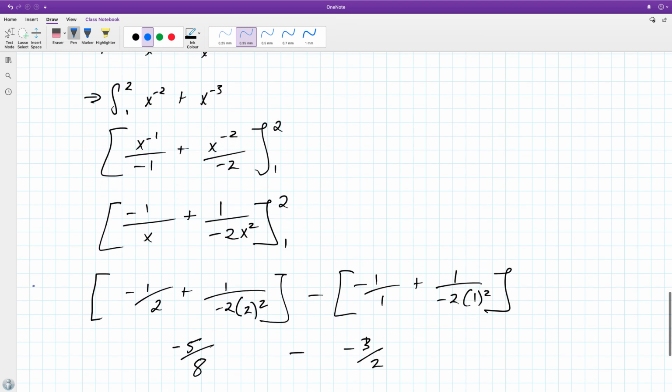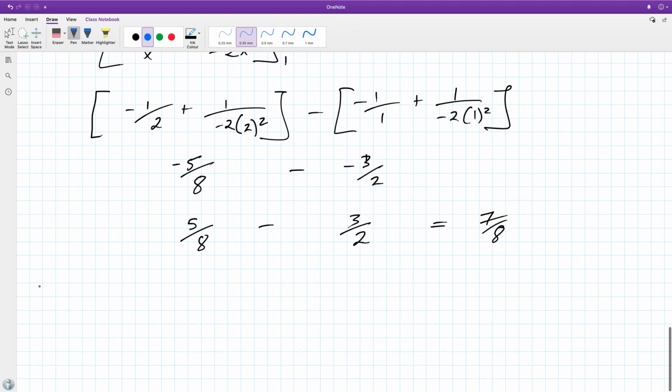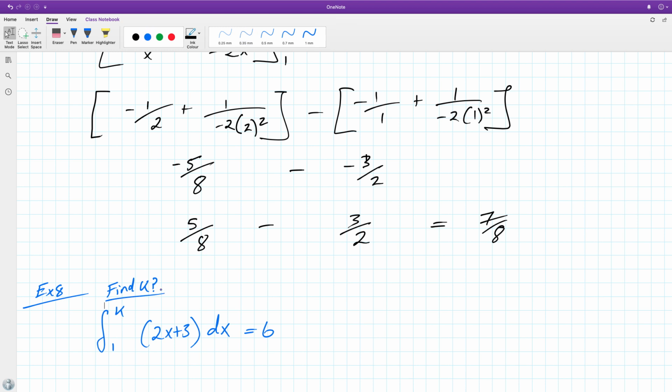Right, I've got this one. Example number 8. Integrate between k and 1 of 2x plus 3 dx is equal to 6. Find k. So you do it the exact same way as you did before. But we know what the answer is this time. Is that right?